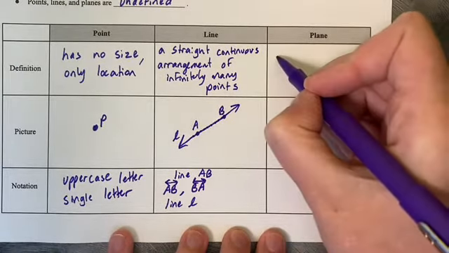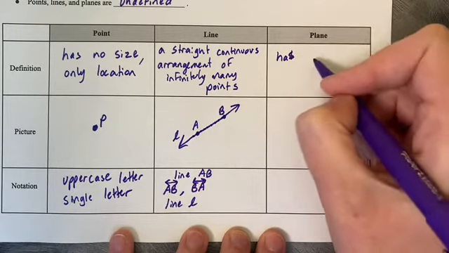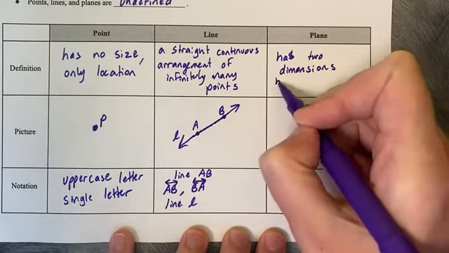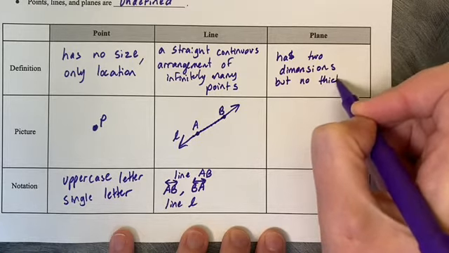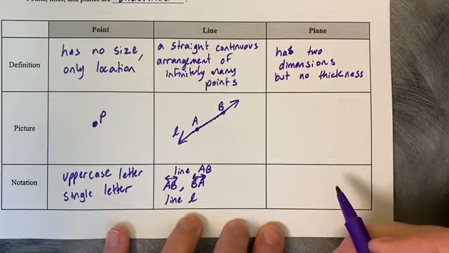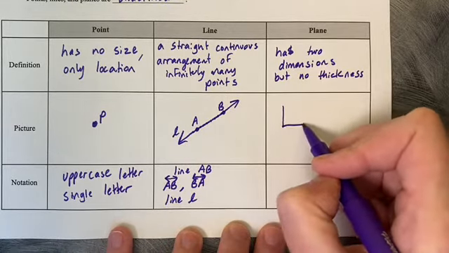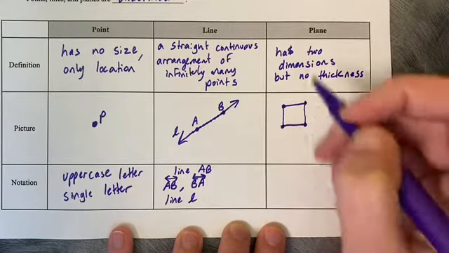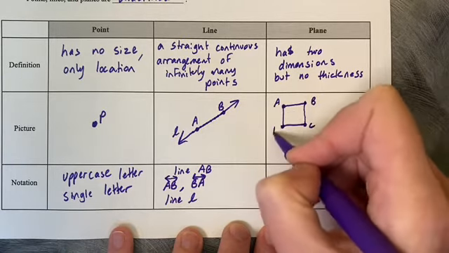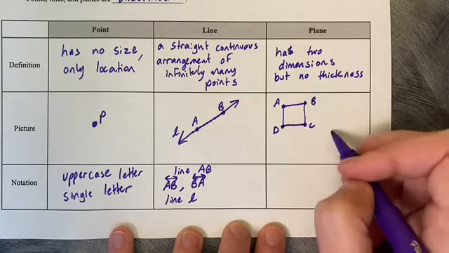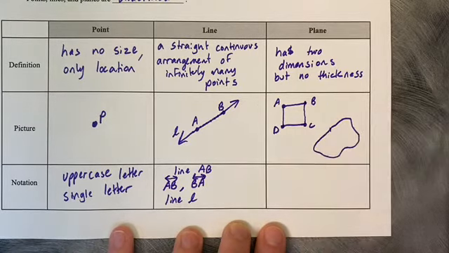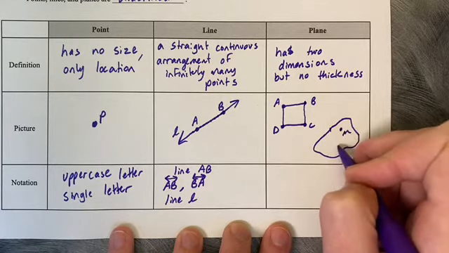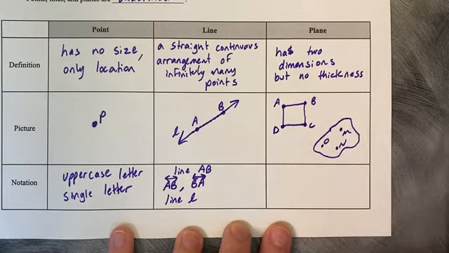A plane. A plane has two dimensions, but no thickness. So for example, you can have something that looks like a piece of paper. The plane is defined by its vertices, in this case, A, B, C, and D. Or it can be an oblong plane. It doesn't have to have vertices. But if it is an oblong plane, a potato-shaped plane, it has to have three letters, M, N, and O.